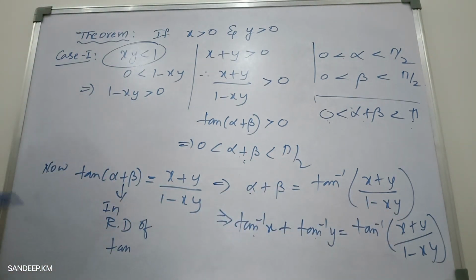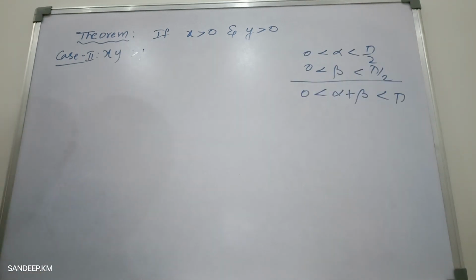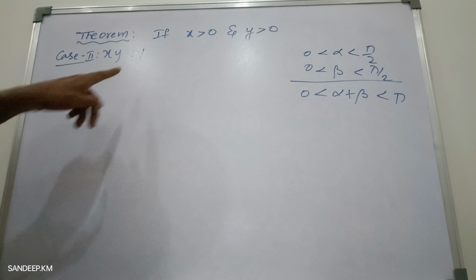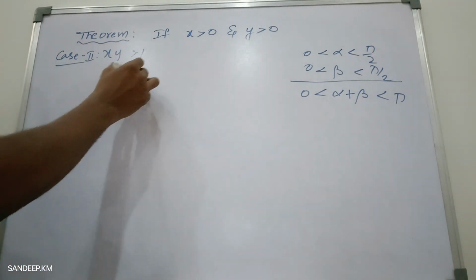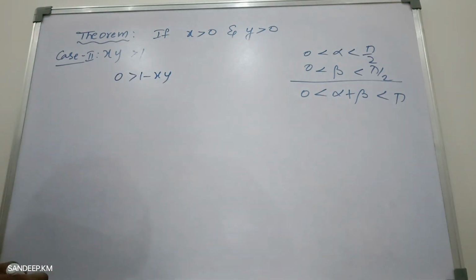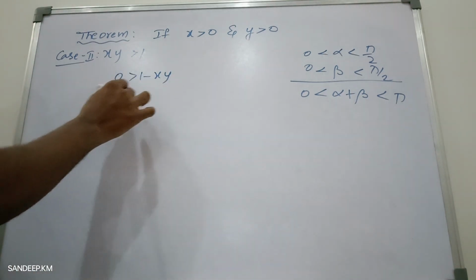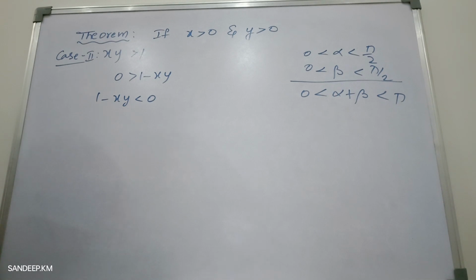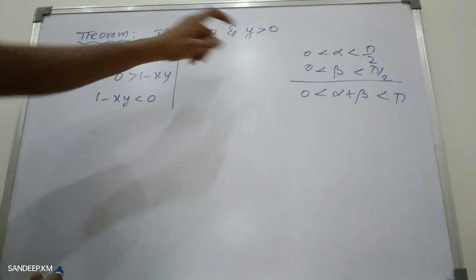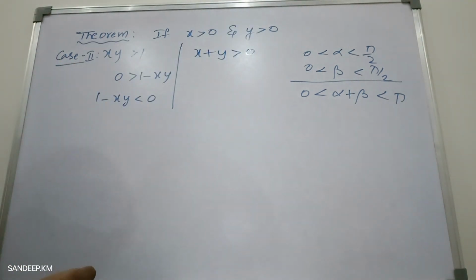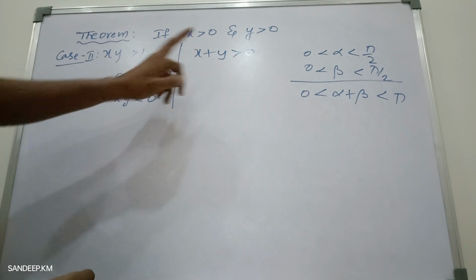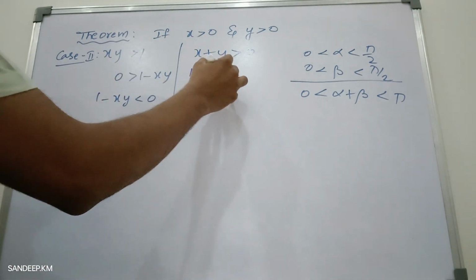Let us go to case 2, when xy is greater than 1. So we are in case 2 where x into y is greater than 1. Okay? xy is greater than 1. Therefore, 0 is greater than 1 minus xy, or 1 minus xy is less than 0. We already have x is positive and y is positive. That means x plus y is also positive. So x plus y is positive and 1 minus xy is negative.